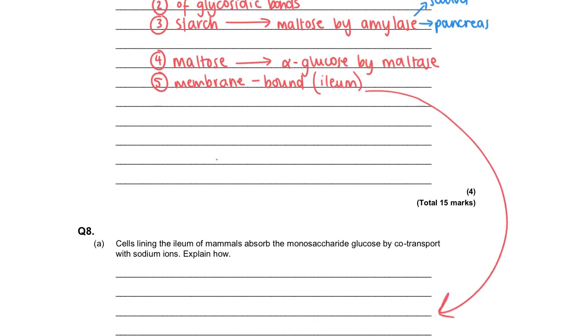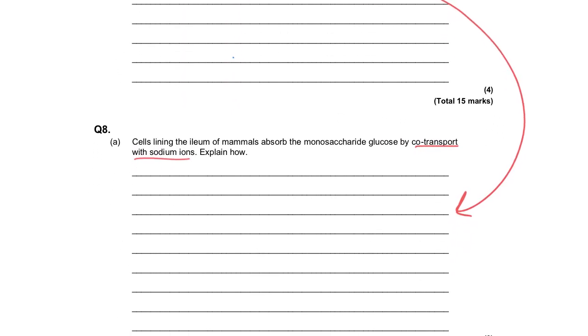question 8. So cells lining the ileum of mammals absorb the monosaccharide glucose by co-transport with sodium ions. Explain how. Oh my goodness, this was absolutely terrible. So what I'm going to do is I'm going to draw it for you. Okay, so what I've got here is a visual representation of the ileum at the top. This is the small intestine.